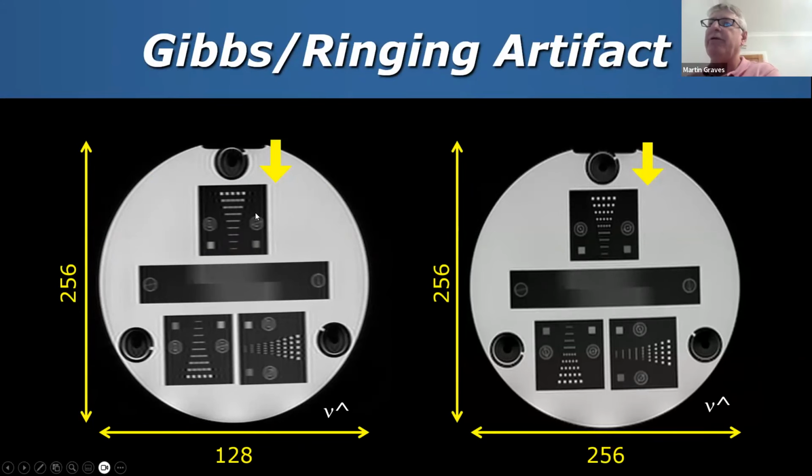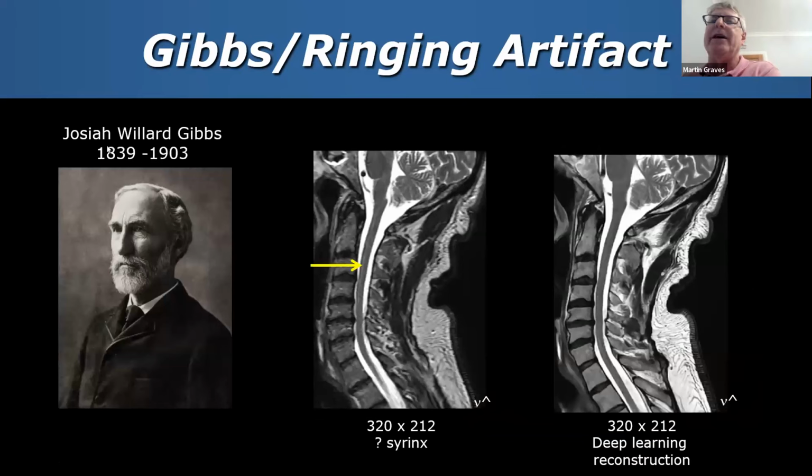And for people who aren't familiar, this is actually Josiah Willard Gibbs, who was a very eminent American scientist whom Albert Einstein called the greatest mind in American history. And it was really work that Gibbs did back in 1899, which was published in Nature, where he described these overshoots at a point of discontinuity or at an edge.